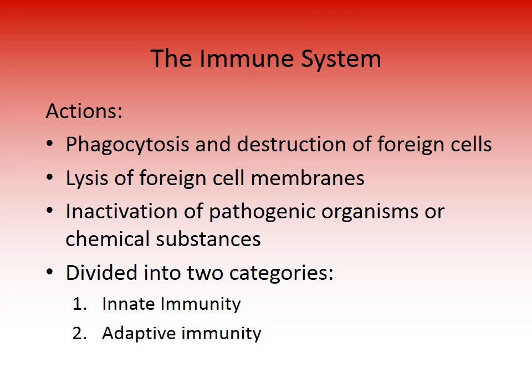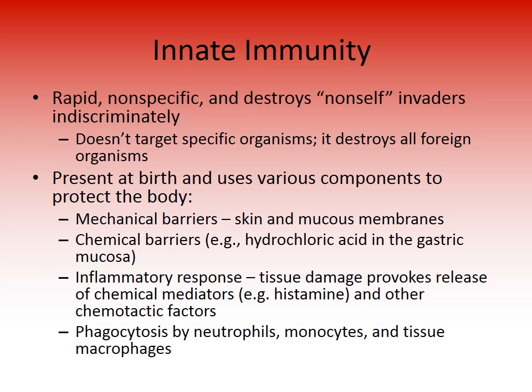The immune system is actually divided into two different categories: innate immunity and adaptive immunity. Innate immunity is rapid, non-specific, and destroys non-self invaders indiscriminately. That's a hard word to say. So it doesn't target specific organisms. It'll destroy anything that's foreign. Absolutely anything that's foreign, it'll just kill it. Okay? So it doesn't discriminate. If you're not meant to be in here, I'm going to kill you. That's the way innate immunity works.